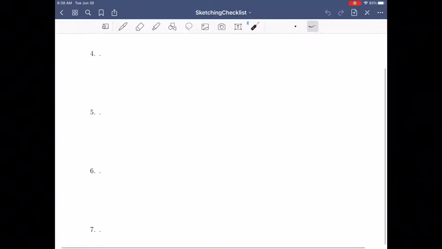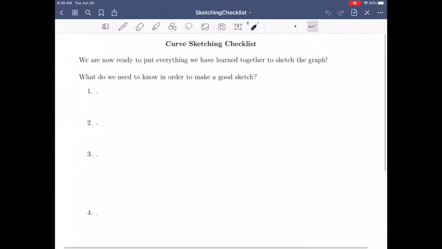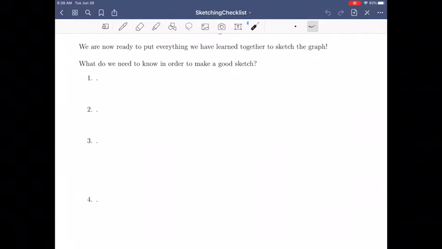We're going to talk about what we need first. The first thing you should always look for is the domain. So we want to know, where is the function defined? Okay, so here we're looking for all allowable x values.